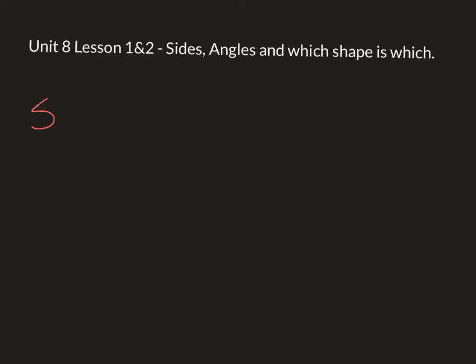A side, when we're looking at any polygon, is any unique line, meaning any line that the shape is made up of. So in this square, for example, we have four sides. One line here, a second line here, a third line here, and a fourth line here. Now, what about angles?